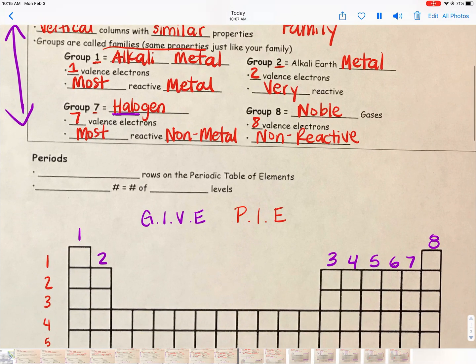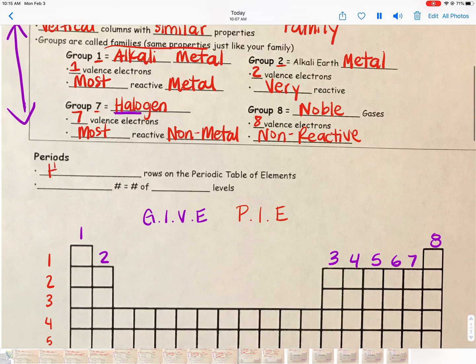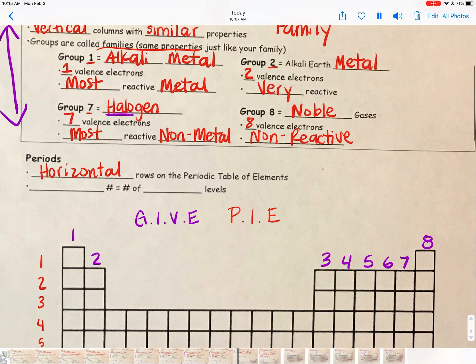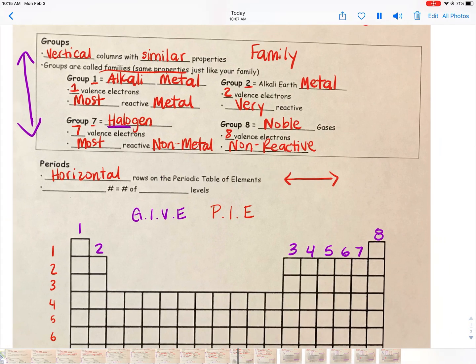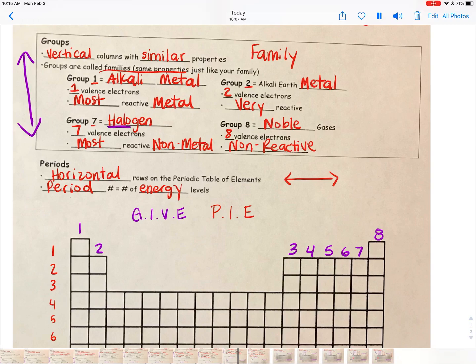Now, periods. These are horizontal rows. Horizontal is left to right. The period number equals the number of energy levels. That means if you look at the periodic table randomly and you notice something is on row 5, then it has 5 energy levels.